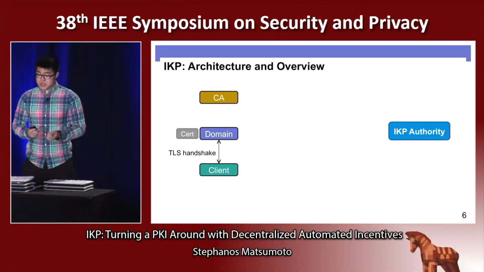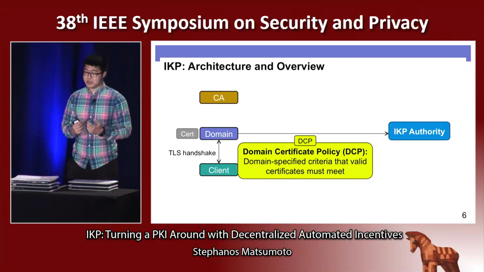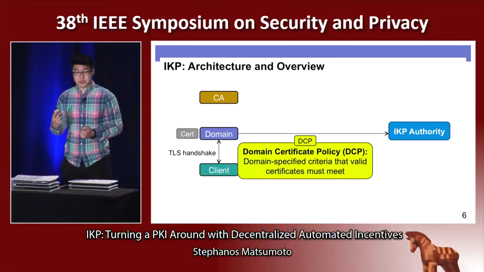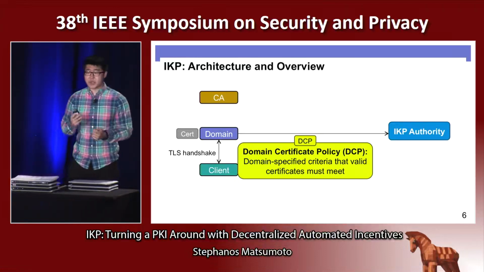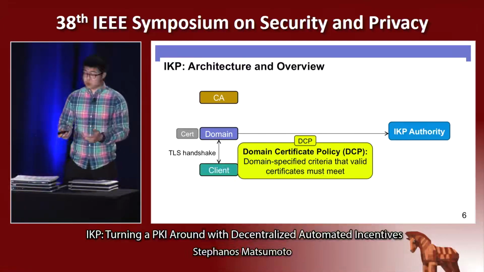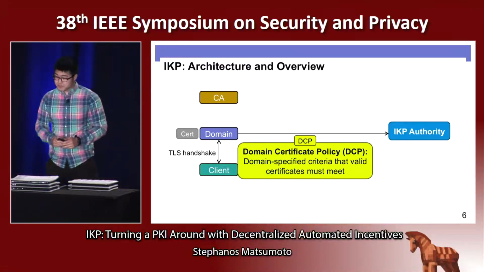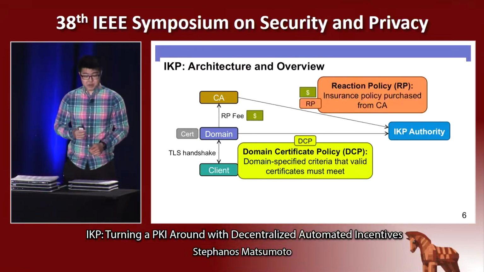Domains can specify what we call certificate policies, which list criteria that all of their certificates must meet, and they can register this policy at the IKP authority. The rationale for this design choice is that only domains truly know which certificates they have authorized and which ones they haven't. Now, the domain can also pay CAs for a form of insurance.